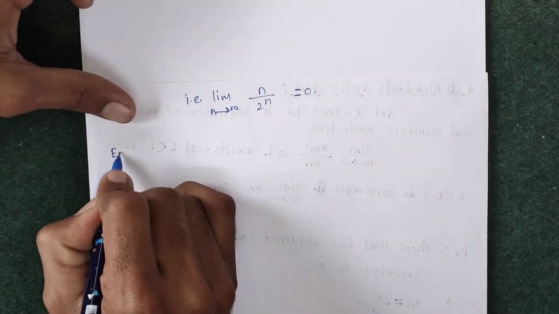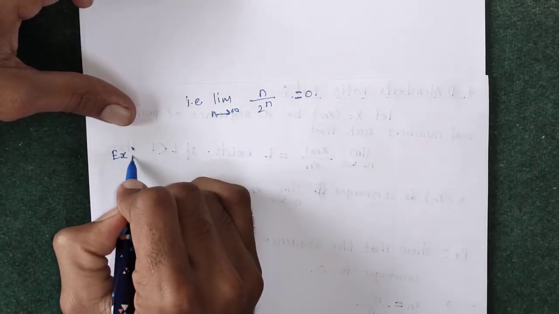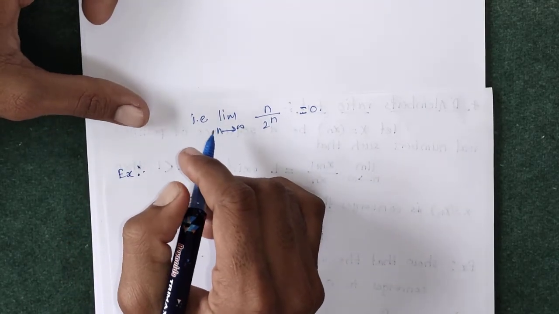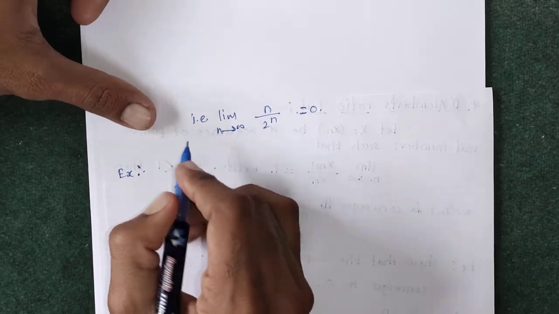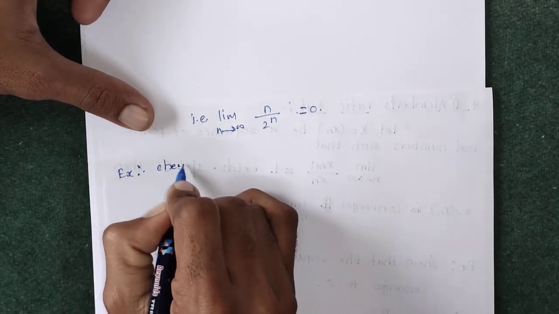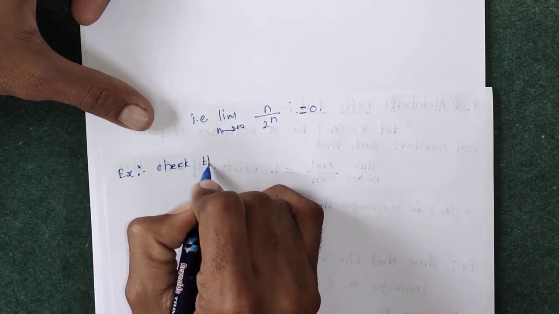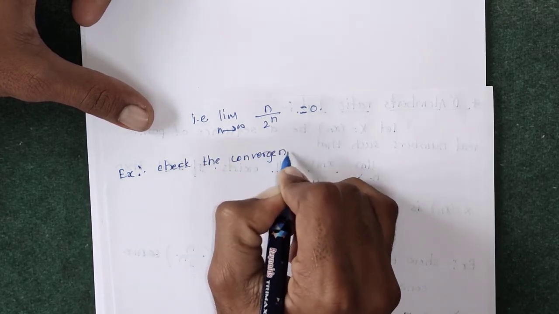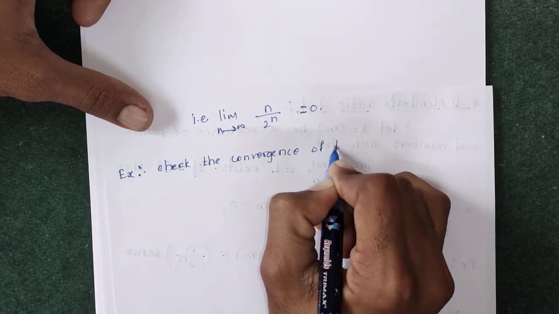Now we will see some other examples by directly substituting the limit. So the first example is: establish or check whether the following sequences are convergent. Check the convergence of the following sequences.